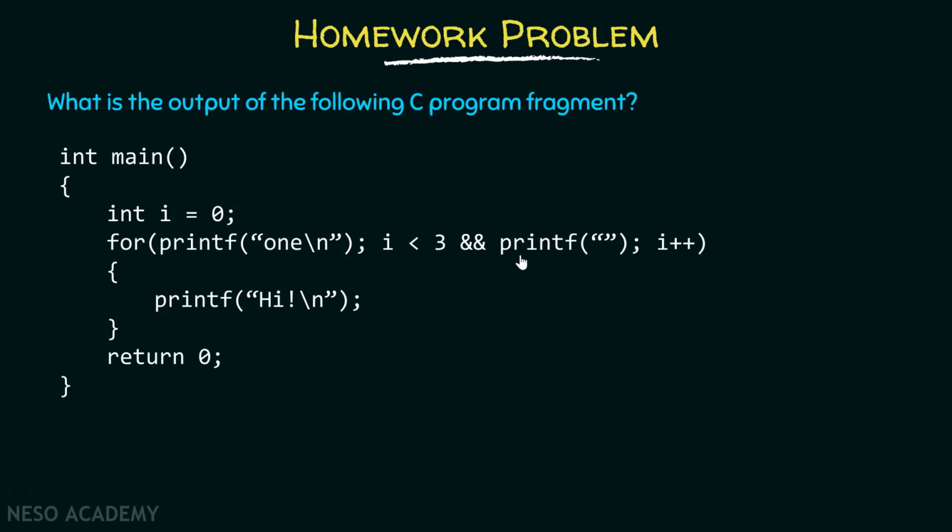And there is one more printf function, and let me tell you one thing, there is no blank space between these quotes. Please note down. Okay. After that we simply increment the value of I. And inside this for loop we have printf function that prints hi with exclamation mark on the screen. Your job is to identify what is the output of this particular program. You can always post your answers in the comment section below.